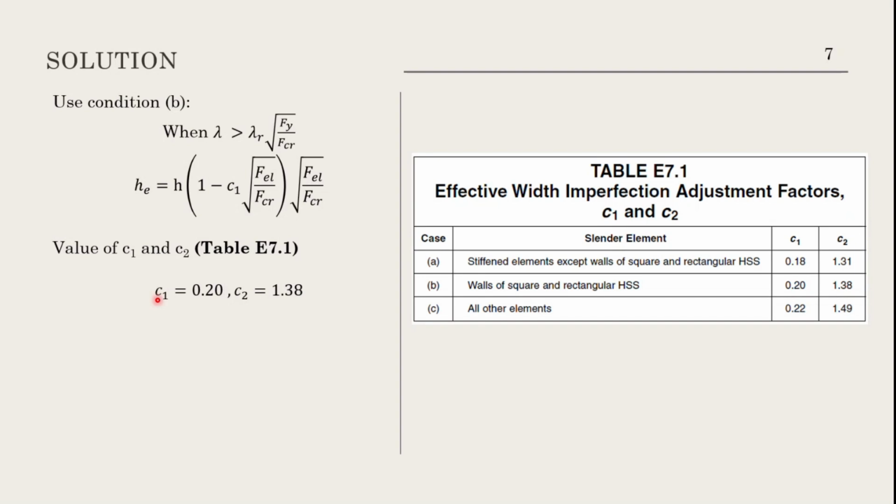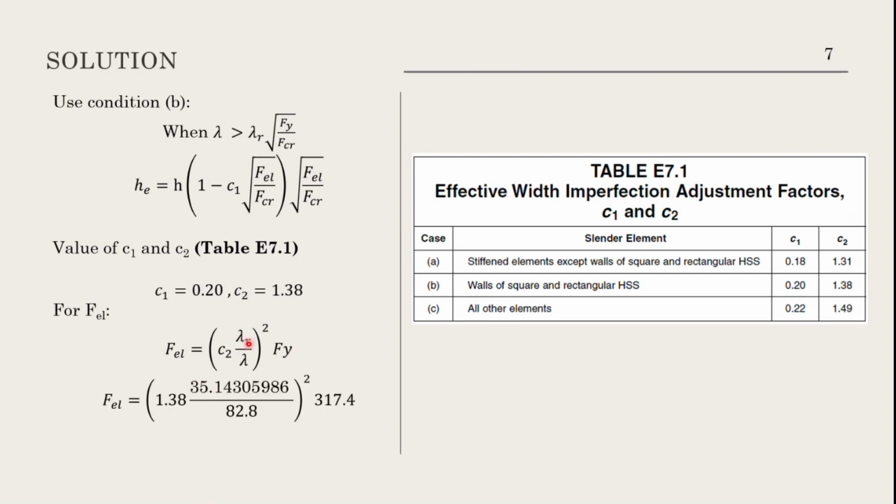Okay. So after that, we can now compute for FEL. The formula of FEL is this one. We already have C2, 1.38, so we just substitute. So 1.38, lambda sub r is 35, lambda is 82, then we can get the FEL. Okay, let's just check the value. So FEL is 108.89 megapascal. So we already have C1, we already have FEL and FCR, so we can now compute HE.